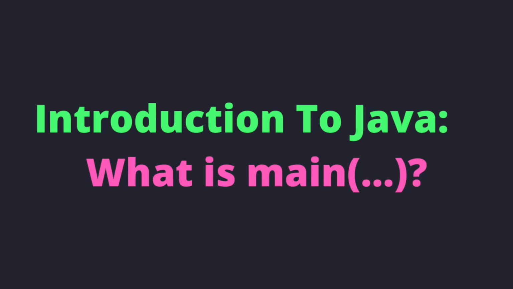Hi, welcome to part 2 of this Introduction to Java tutorial. In the last video, we just talked a little bit about the Java virtual machine and compiling and Java bytecode. And at the end, we ran a quick hello world program. In this video, we're going to answer the question of what the Java main method is and what it's used for.